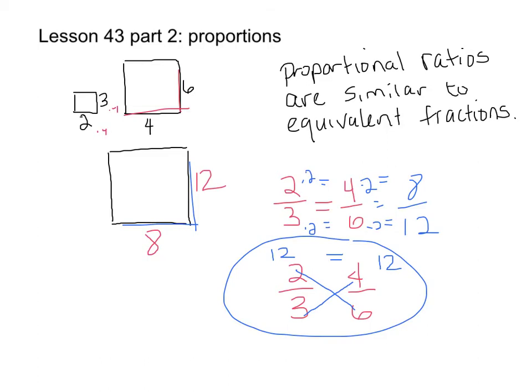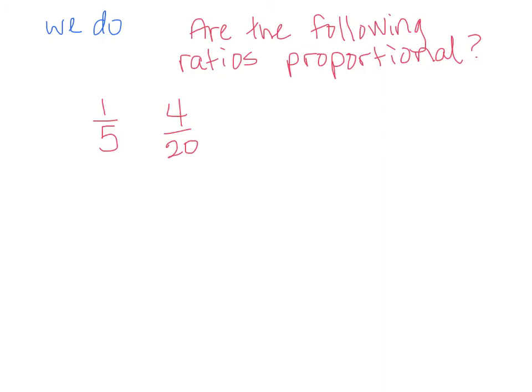Let's do what we do. Okay, here's the first we do. Are the following ratios proportional? And we have 1/5 and 4/20. And we just want to know, are they proportional? Well, there's two approaches I could take. I could figure out, what do I multiply 1 by in order to get 4? Oh, that would be 4. What do I multiply 5 by in order to get 20? That would be 4 also. If it's the same number, they're in proportion.